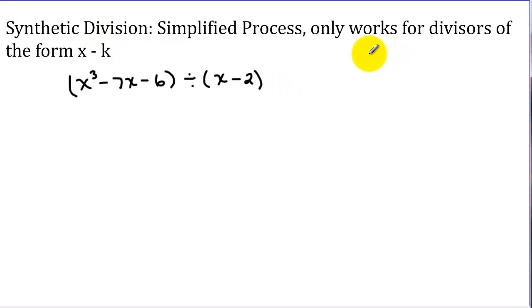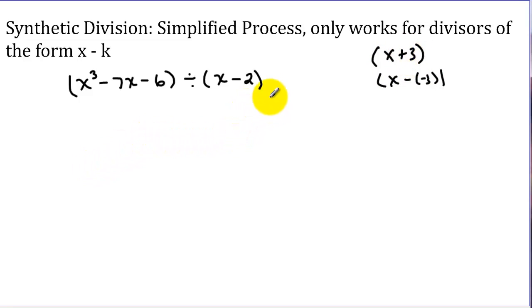Now just off to the side here, if we were dividing by x plus 3, that's still in this form. That would be x minus a -3. So just like we've done with a lot of things where we have x minus h, whatever, we're going to be taking the opposite of this number.